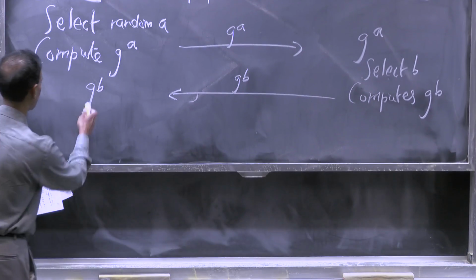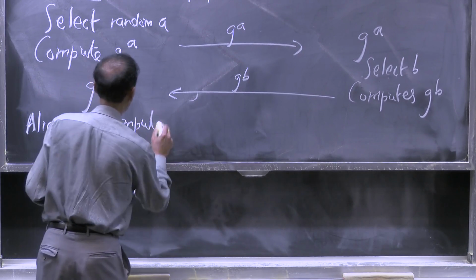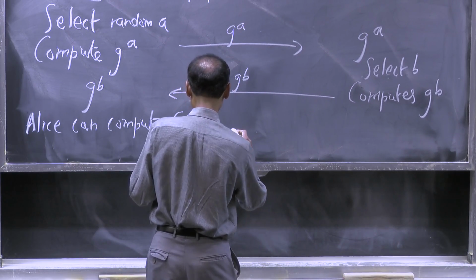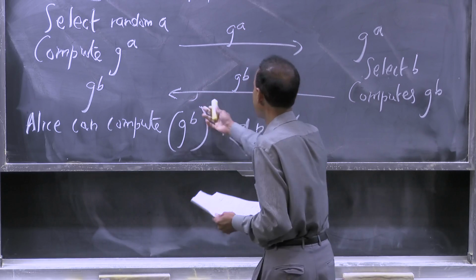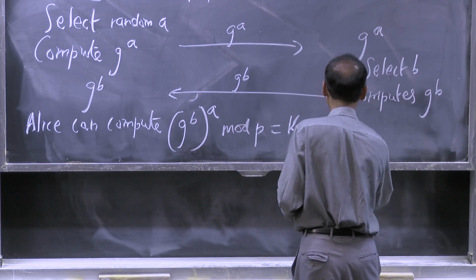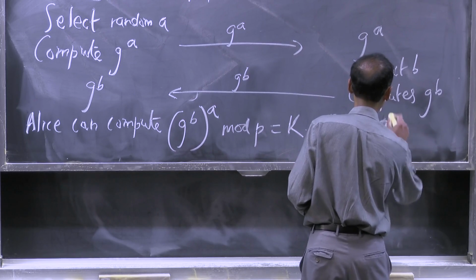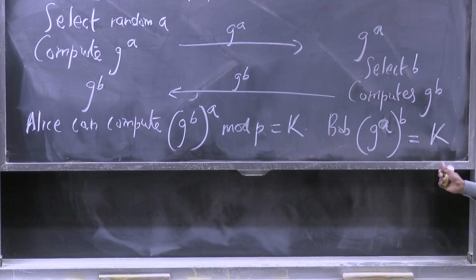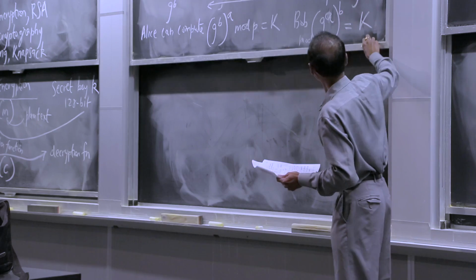And the key realization here is that Alice can compute G raised to B raised to A, because she knows A, and that's all going to be mod P, and we're going to call that K. And thanks to the fact that exponentiation commutes, Bob computes G raised to A raised to B, because Bob knows B, which is also exactly K. All right? I should say mod P over here. Everything is mod P.